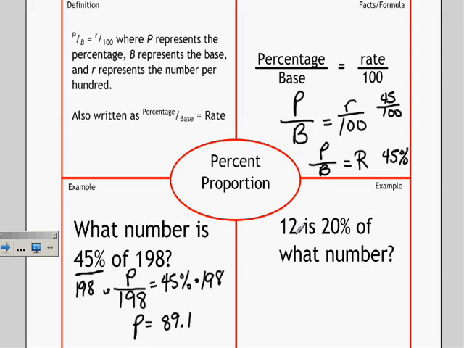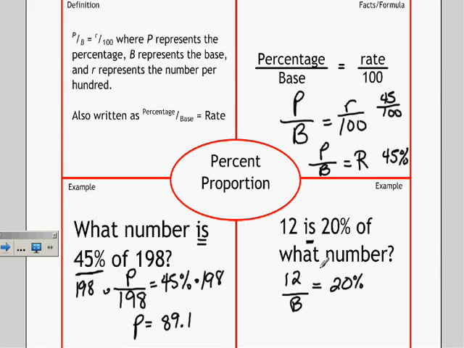Looking at this second example, 12 is 20% of what number? Now it's telling us 12 is the 20%, so that's our percentage. "Is" is going to indicate an equal sign. It did over here as well: what number is 45% of 198? So the way the sentence is set up really indicates how you set it up. 12 is 20% of what number? I'm looking for the base.